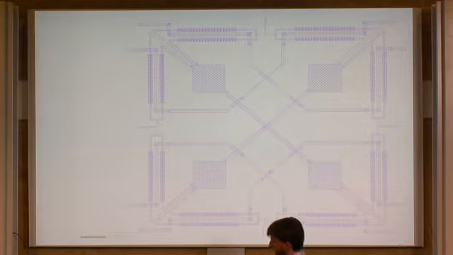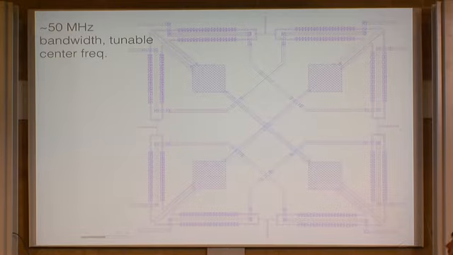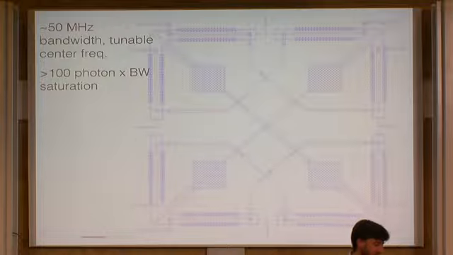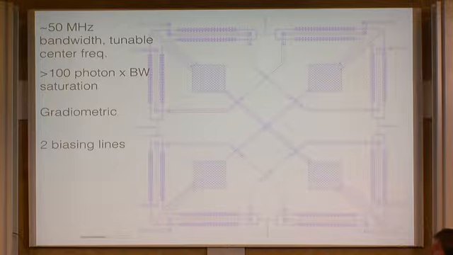We're now at the stage of laying out the hardware. It's not quite the audience, nor do I have the time to go through all the design questions that come into this, but it has a lot of nice features for us. It's about 50 megahertz bandwidth. It should have a very tunable center frequency. It should have a high saturation power because we want these SQUID arrays to be linear, not nonlinear single SQUIDs. Very important for a superconducting circuit to be gradiometric to external magnetic fields.